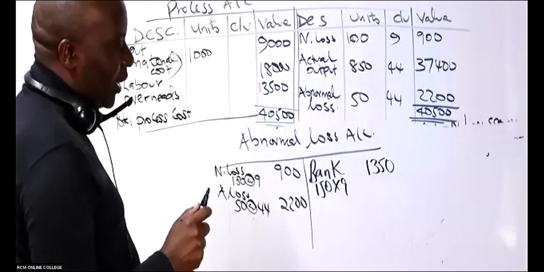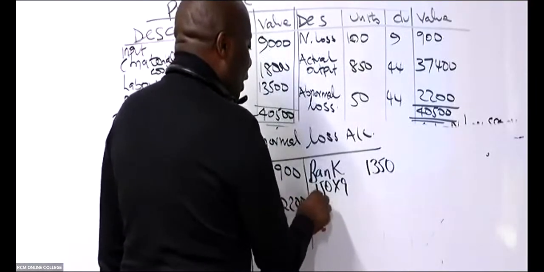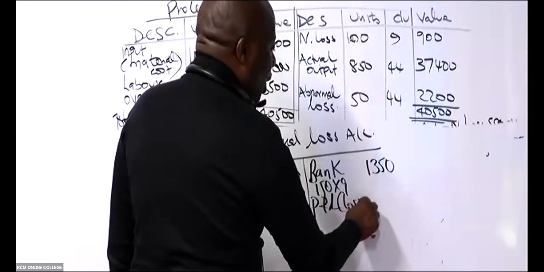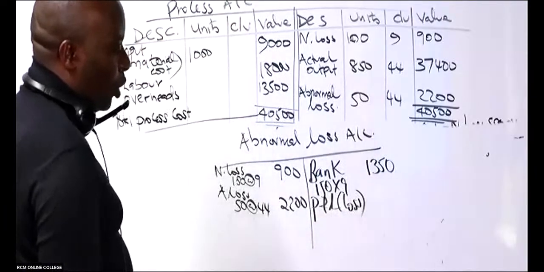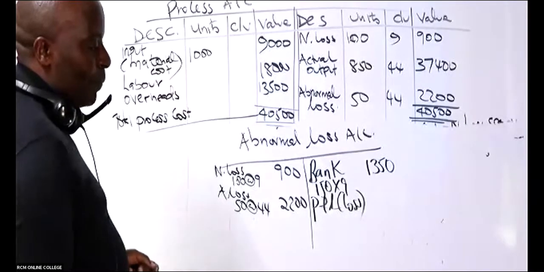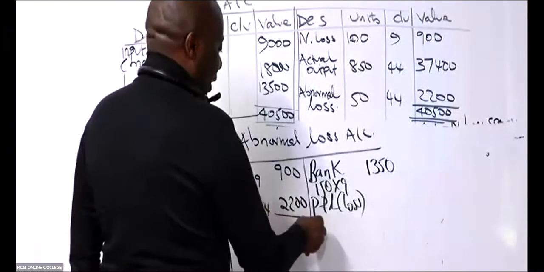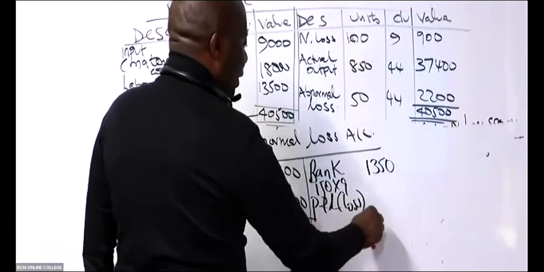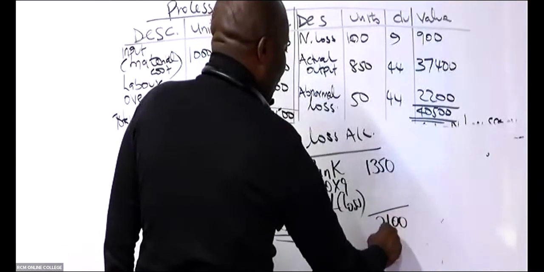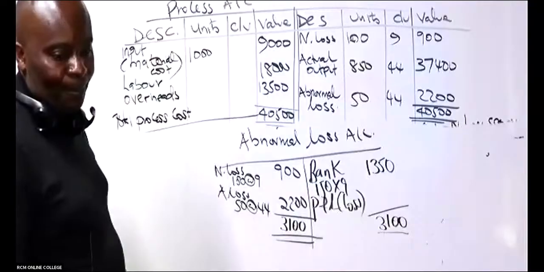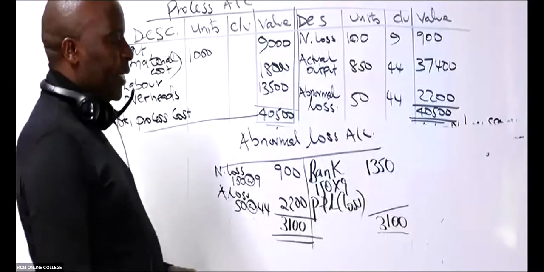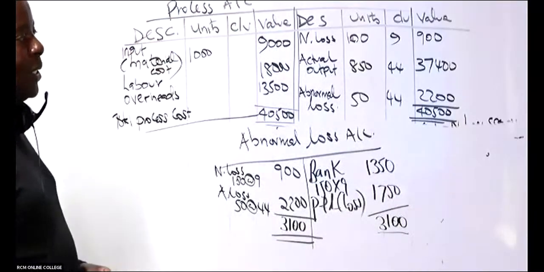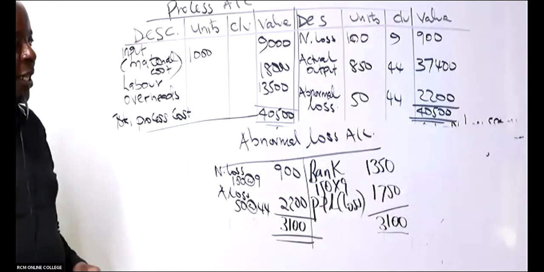So this will be a loss. The loss here, we shall take to the P and L. The loss on disposal will be the balancing figure. So we come here and add, and this gives me 3,100. So then what is the balancing figure? The balancing figure, I'm told, is 1,750.